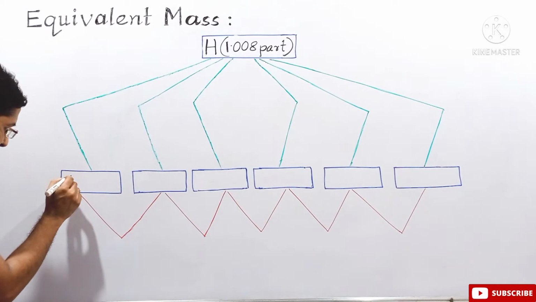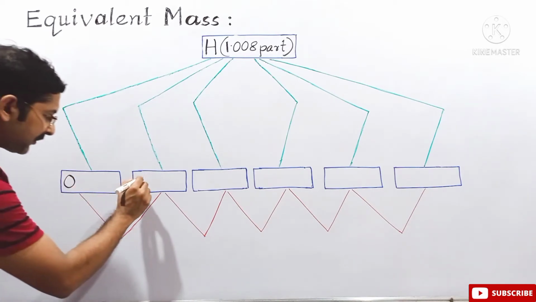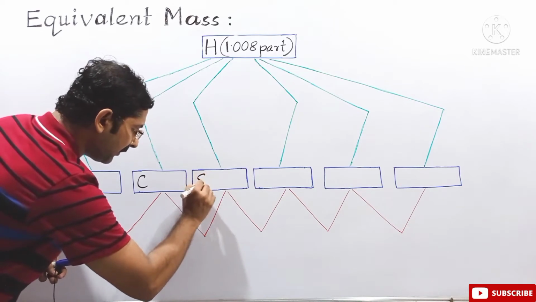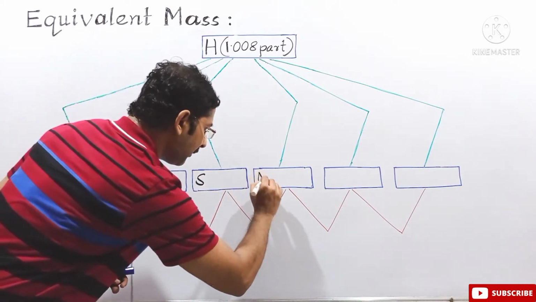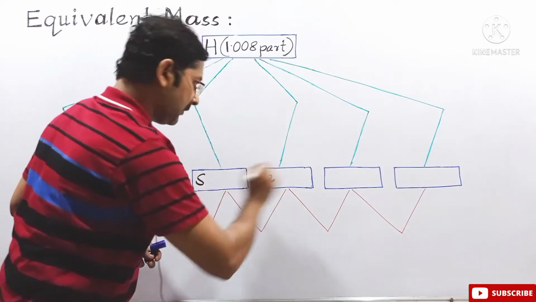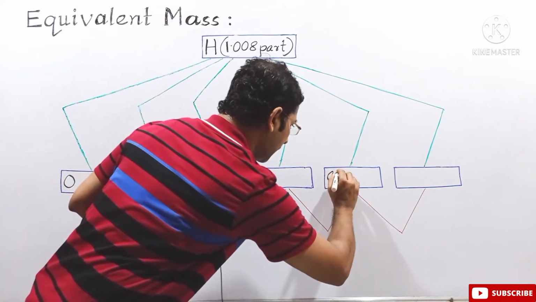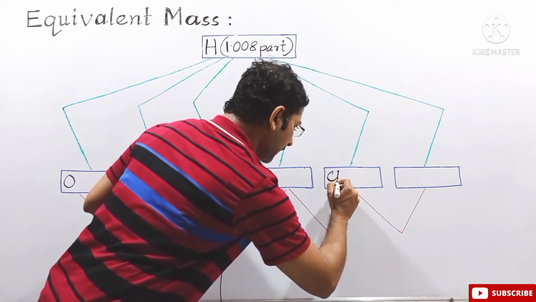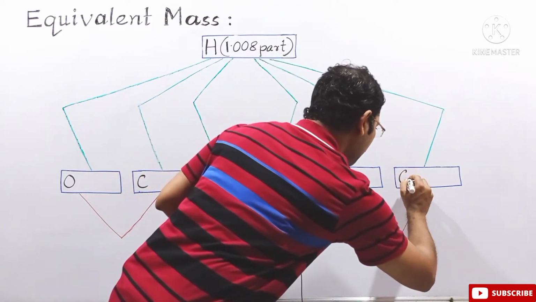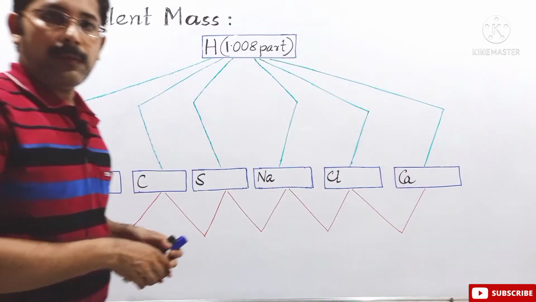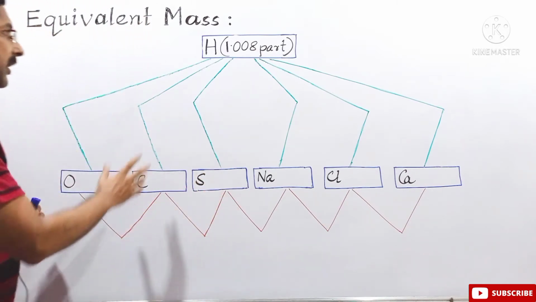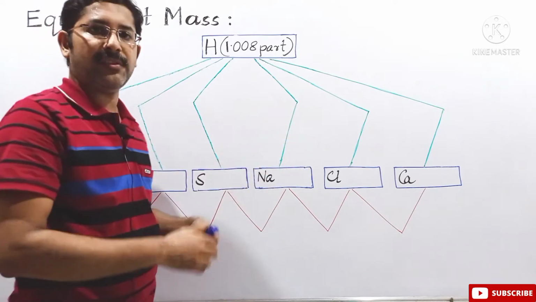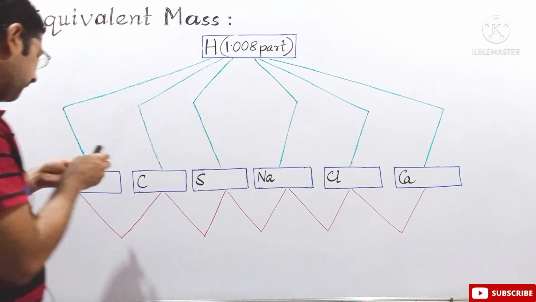Let us take oxygen, let us take carbon, here it is sulfur, here say sodium, say chlorine, and let us take calcium. Now let us see what will happen when hydrogen will combine with these 6 elements separately, right?